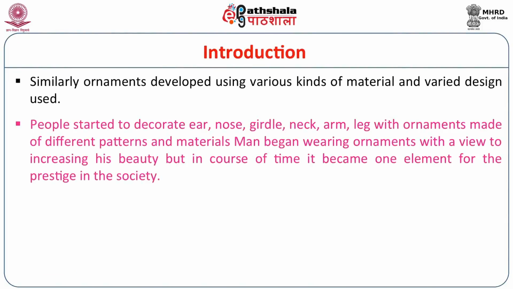For example, if we go to the forest tribes, we find that they are using ornaments made of different kinds of leaves, bamboos and others. But then again the elite class would have ornaments made of gold, silver, copper. So these are the different ingredients through which ornaments could be made. People started to decorate ear, nose, girdle, neck, arm, leg with ornaments made of different patterns and materials. Man began wearing ornaments with a view to increasing his beauty. But in course of time, it became one element for the prestige in the society. You will come across images of courtly personalities, noblemen wearing earrings, which are not generally common to the commoners.